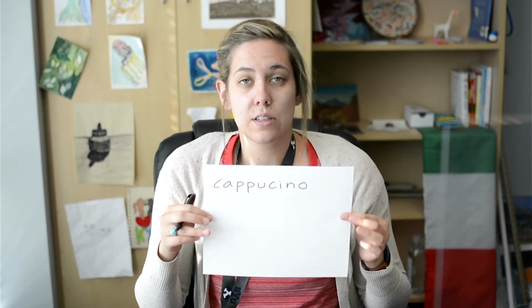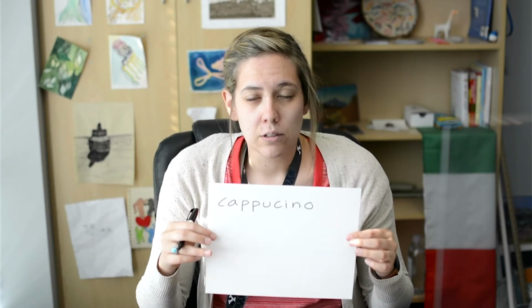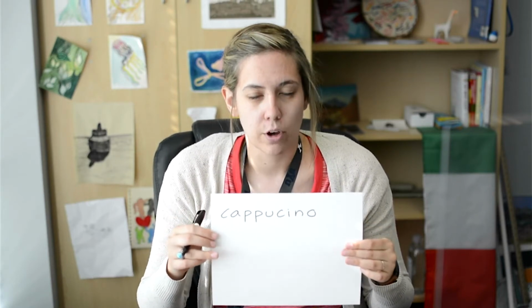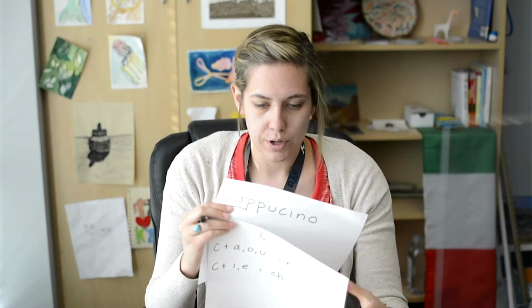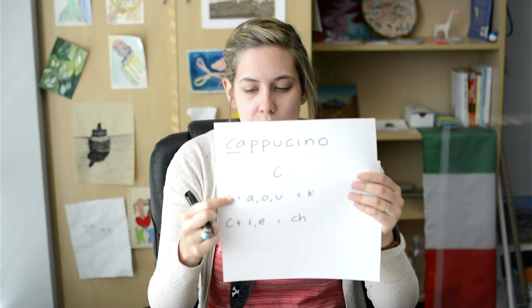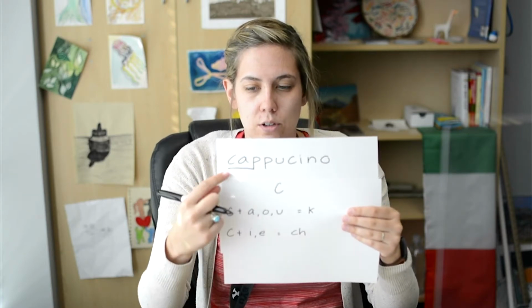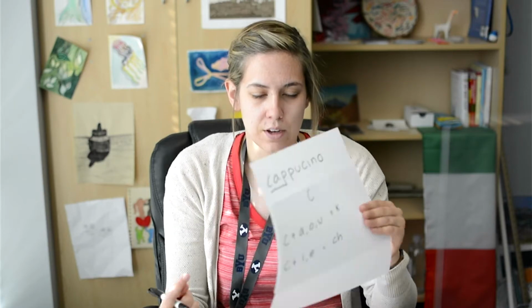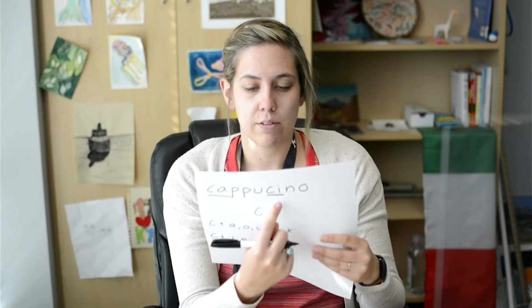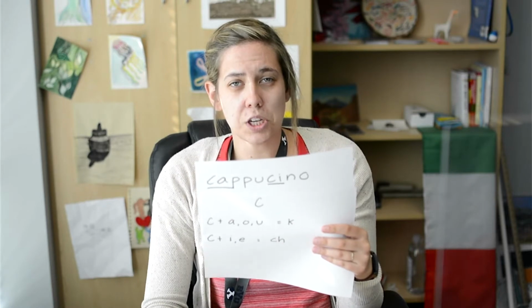Okay, in case you've never learned this, cappuccino is an Italian word. It's a type of coffee drink. I want you to notice something. At the beginning, we have cappuccino. We have that rule where C plus A is making just a K. But then when we have C plus I or E, it makes a ch sound. So if you look here, we have that CI, so that's making a chi sound. If we were to write this the way it sounds, it's cappuccino.